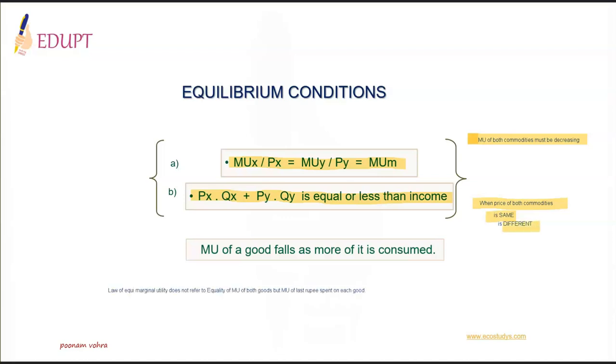The law of equi-marginal utility does not refer to the equality of marginal utilities of the two goods, but marginal utility of last rupee spent on each good. The condition states that the law of diminishing marginal utility is in operation. That is, marginal utility of a good falls as more of it is consumed.